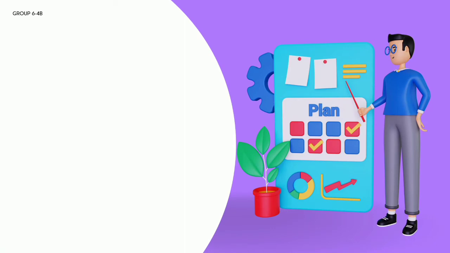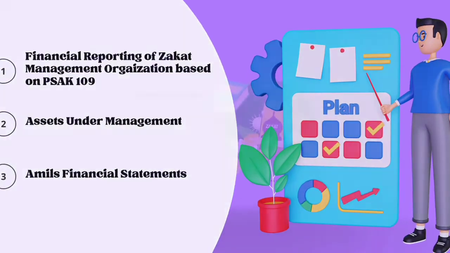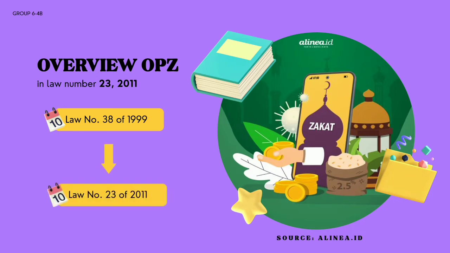Financial reporting of Zakat Management Organization based on PSAK number 109, including regarding assets under management and Amil's financial statements. The first topic is an overview of Zakat Management Organizations or OPZ in Law number 23 of 2011. The issue of Zakat Management and the Zakat Management Organization was initially regulated in Law number 38 of 1999, but because the law was deemed irrelevant to the development and legal needs of society, the law was refined into Law number 23 of 2011 concerning Zakat Management.